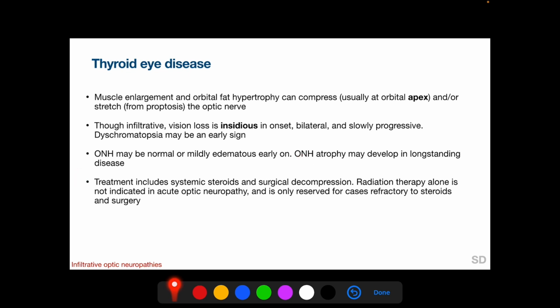Treatment of thyroid eye disease-related compressive optic neuropathy includes systemic steroids and surgical decompression. Radiation therapy alone is not indicated in acute thyroid-related optic neuropathy, and radiation therapy is only reserved for cases not responding adequately to either systemic steroids or surgical decompression.